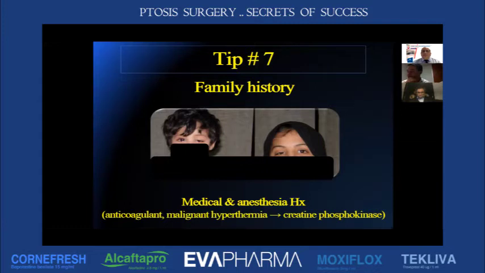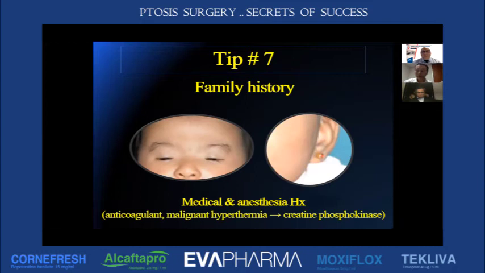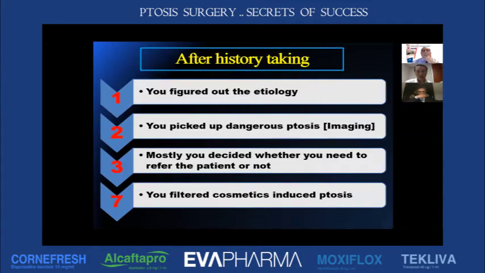In the pediatric age group, ask about congenital heart disease because there is a higher incidence associated with congenital ptosis, as well as malignant hyperthermia. If the patient has blepharophimosis syndrome, it is autosomal dominant, and as I showed you here, there is the earring, so it is very important, if it is a female, to refer her for early ovarian failure. So at the end of the history, you figured out the etiology, you picked up dangerous ptosis and when imaging is indicated, mostly you decided whether you need to refer the patient or not, and you filtered also cosmetic induced ptosis.